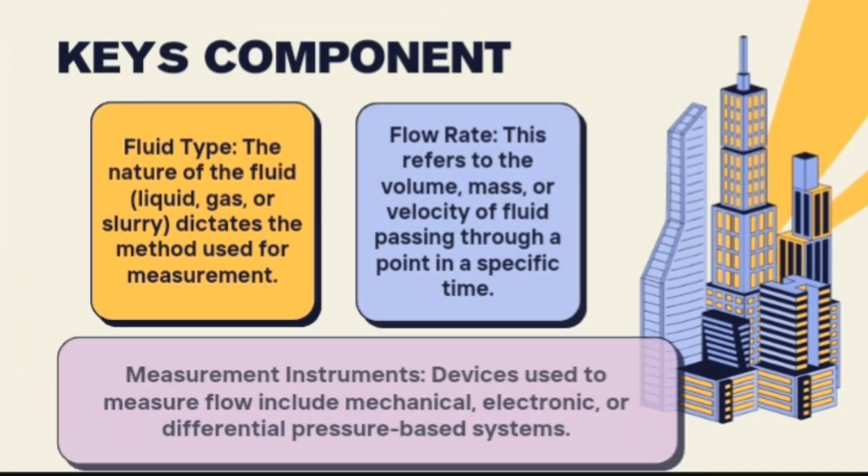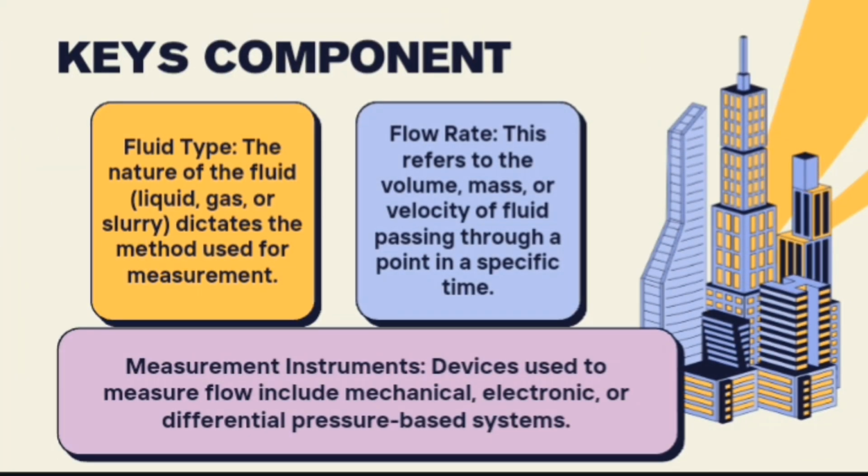Here are some key components of flow measurement. 1. Fluid type. The nature of the fluid, liquid, gas, or slurry, dictates the method used for measurement. 2. Flow rate. This refers to the volume, mass, or velocity of fluid passing through a point in a specific time. 3. Measurement instruments. Devices used to measure flow include mechanical, electronic, or differential pressure-based systems.